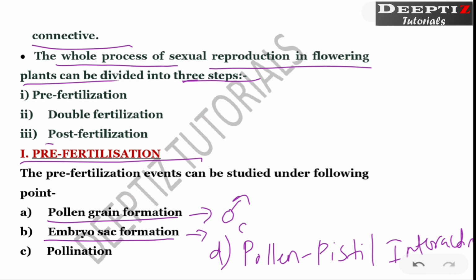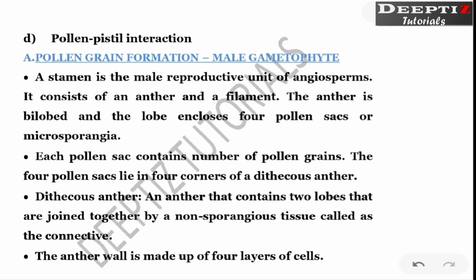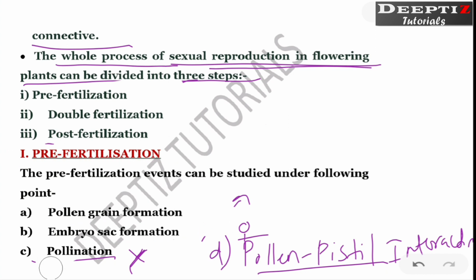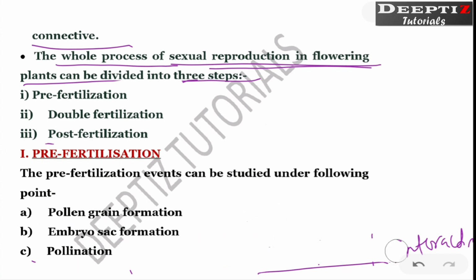Embryo sac is actually present in the female. Next one is pollination. How do they come closer to each other? And once they come closer, are they going to accept each other or not? This is what we call pollen pistil interaction. If you look at the next slide, you can see pollen pistil interaction also. So the whole process of reproduction consists of pre-fertilization event, fertilization or double fertilization, as well as post-fertilization.